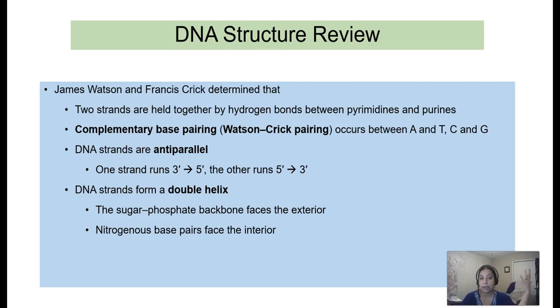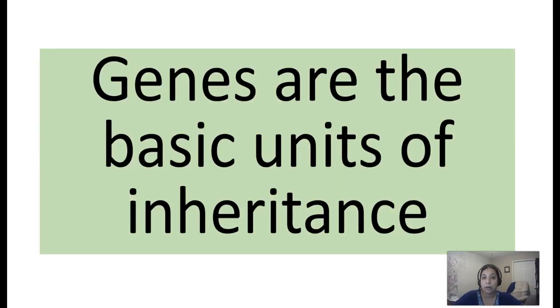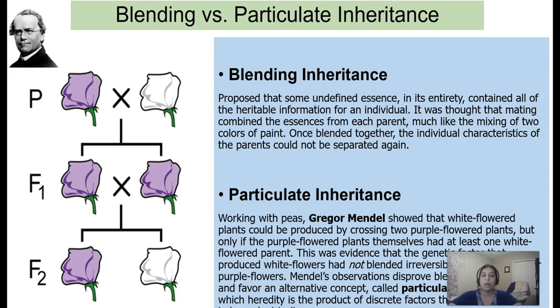The strands are anti-parallel to each other, and the strands form a double helix with the sugar phosphate on the exterior and the nitrogenous bases facing the interior of the structure. So moving from here, we are going to now look at the DNA a little bit closer and see how genes were identified as the basic units of inheritance.